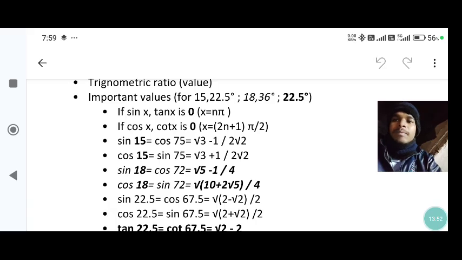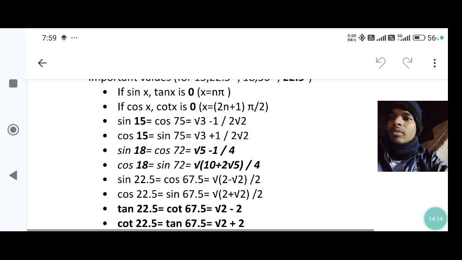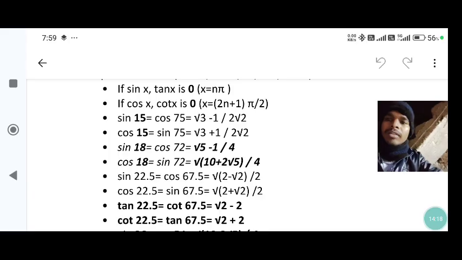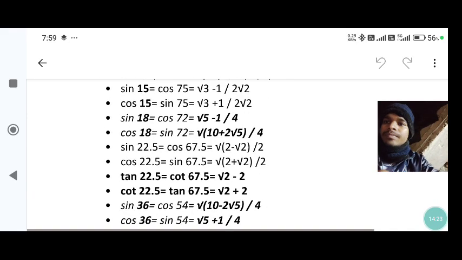For sin 15, which is equal to cos 75, the value will be root 3 minus 1 divided by 2 root 2. Root 3 minus 1 in the numerator, and in the denominator it is 2 root 2. For cos 15, which is equal to sin 75, the value will be equal to root 3 plus 1 divided by 2 root 2.